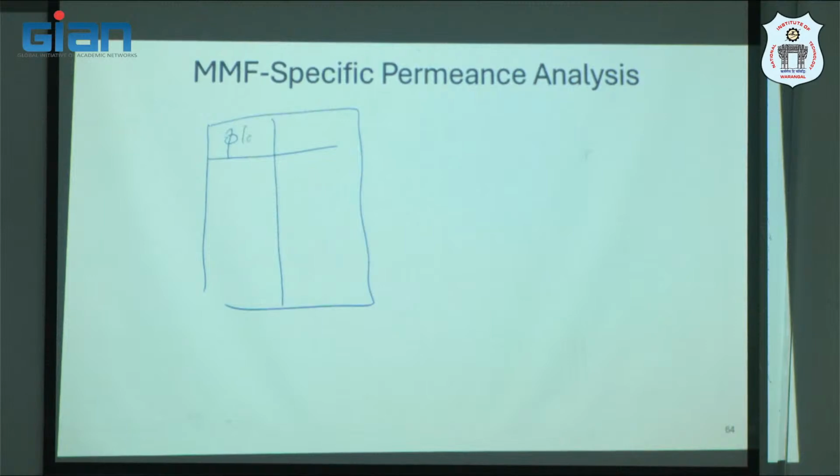for different values of phi. What is the permeance function? So at 0 degree, what is the permeance function value?